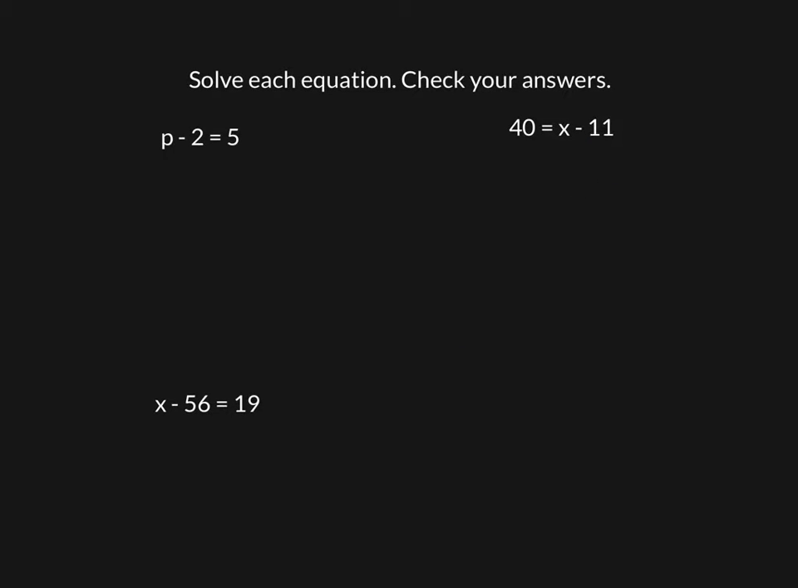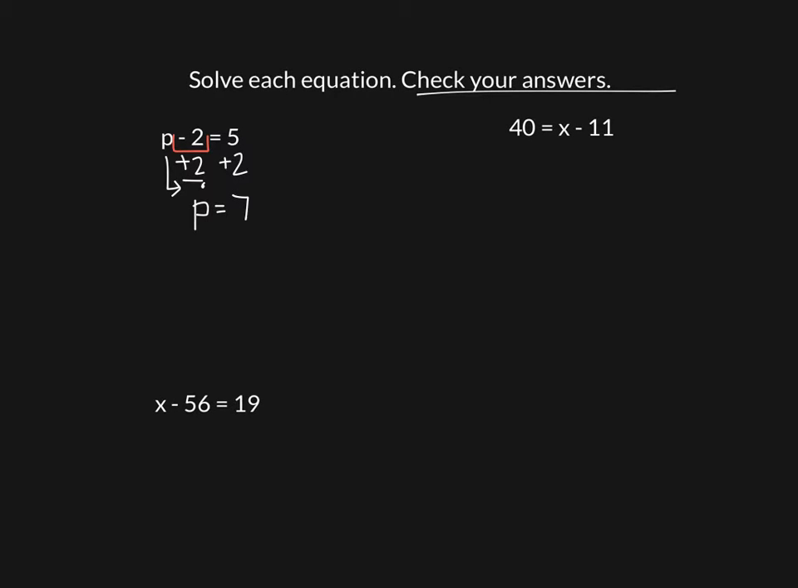So here I have P minus 2 equals 5. I remember I'm looking at that minus 2 as kind of like a negative 2. So I need to add 2 to both sides. So I would bring down my P, that's an equal 0. So I would get P equals 7.